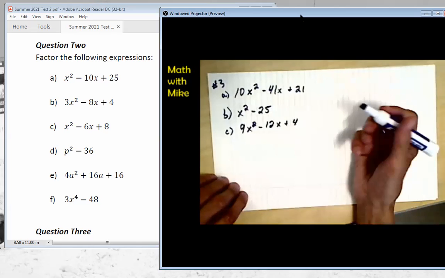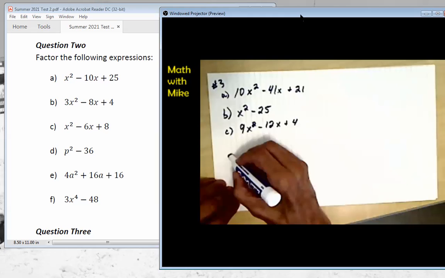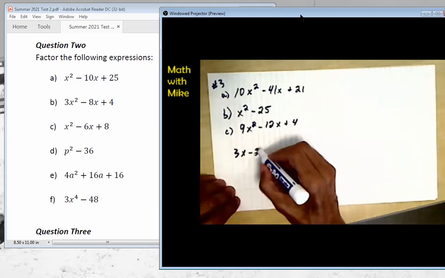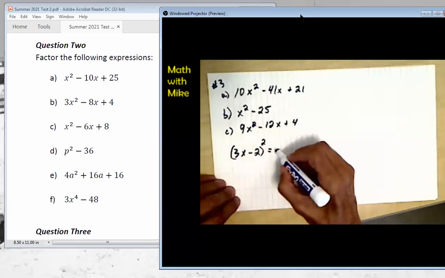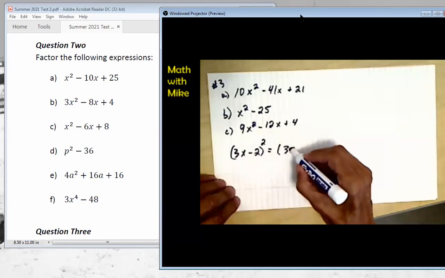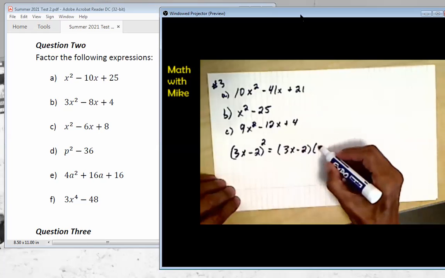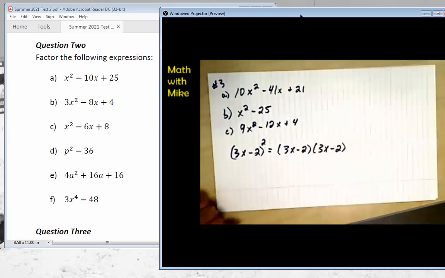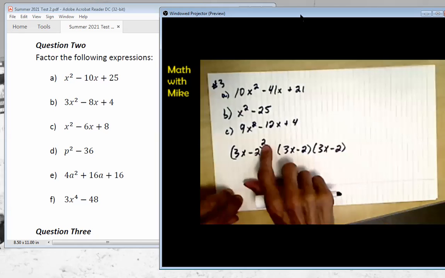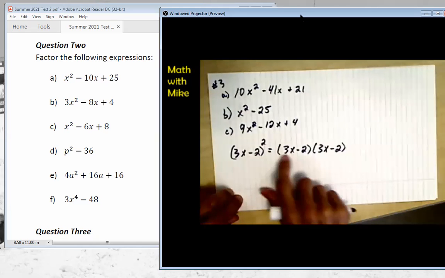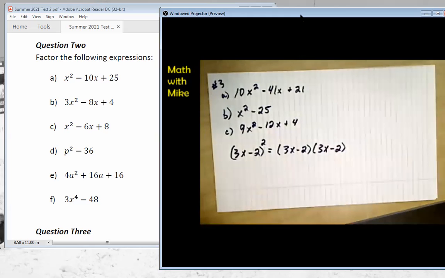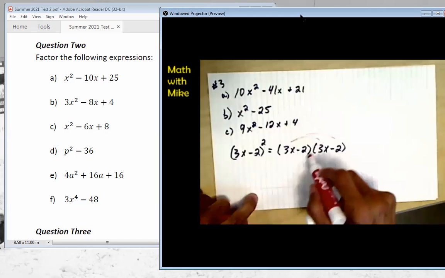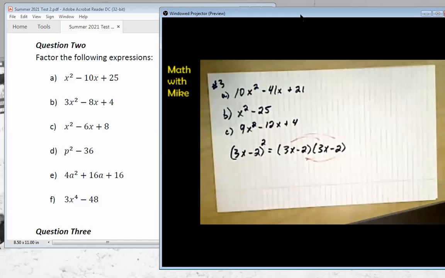And the trick for C is to think about 3x minus 2 squared. That means, and this is a very good idea to do, go 3x minus 2 times 3x minus 2. Write it out side by side like that, because there's two of them multiplied together. One goes there and one goes there. And then you can do the rainbow. And then you'll get all the terms for that. Okay, so that's C part there.